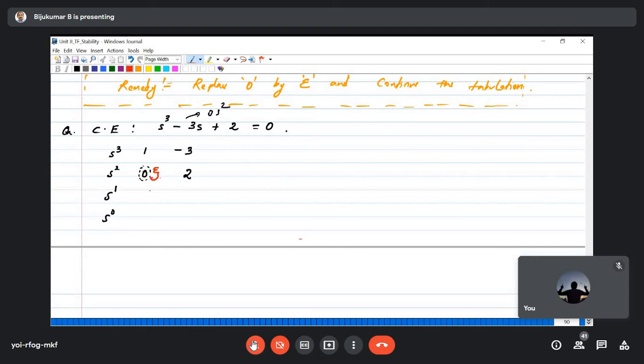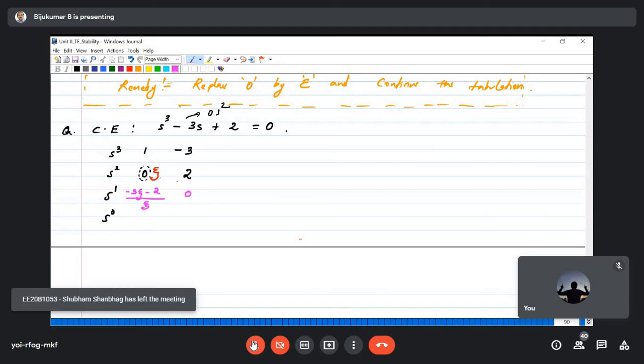Right. Now we can continue the tabulation. What will be the magnitude of this one? It will be minus 3 epsilon minus 2 divided by epsilon. Right. This will be 0. What about the last element? This you multiply, minus 0, this becomes 2.